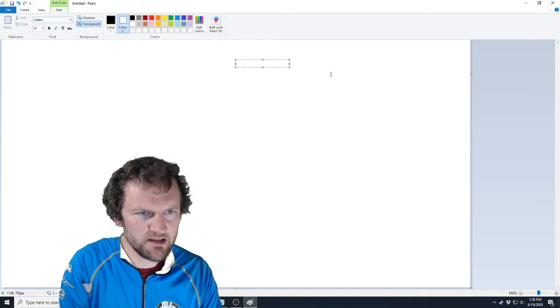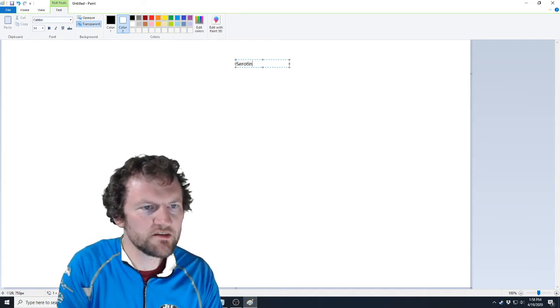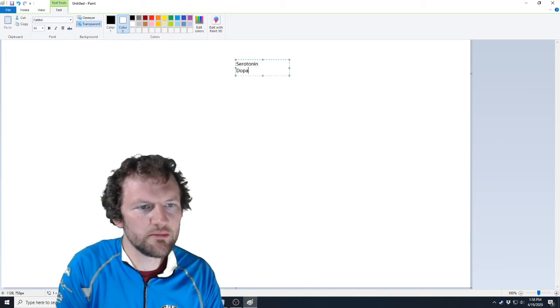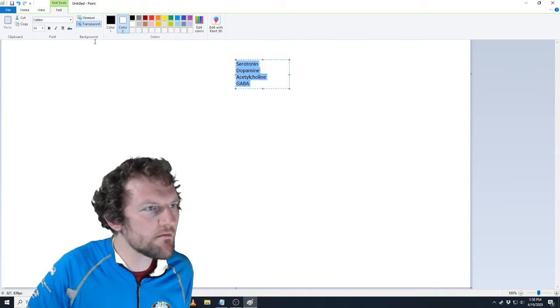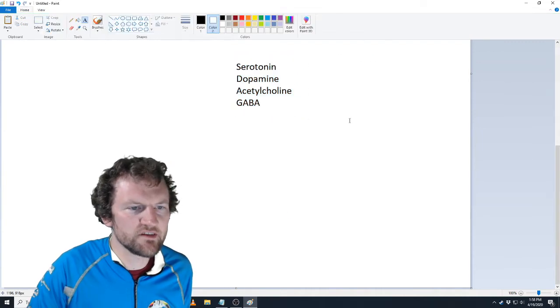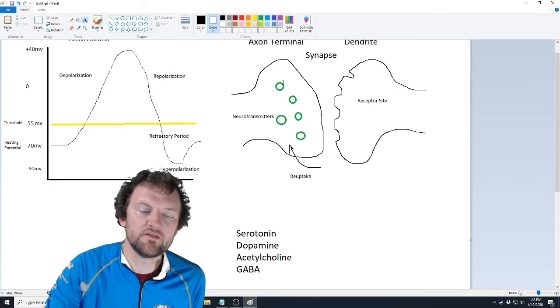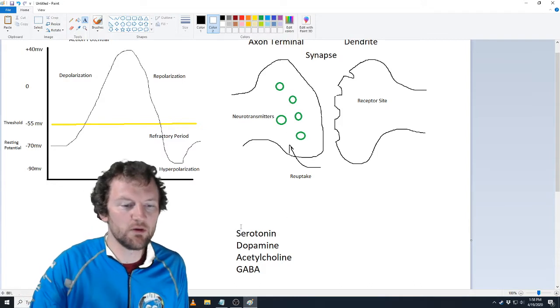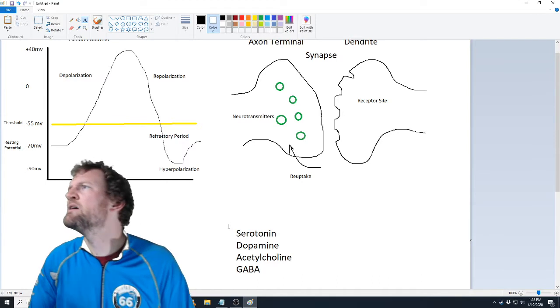The ones we care about the most are serotonin, dopamine, acetylcholine, and GABA. And they do different things. These 4 are different kinds of neurotransmitters. So these neurotransmitters are a certain type of neurotransmitter, and they could be one of these 4 things or lots of others, but these are some of the main ones that we want you to know about.